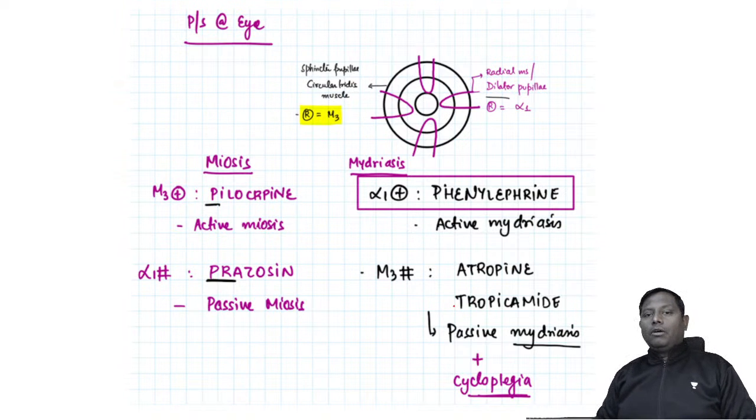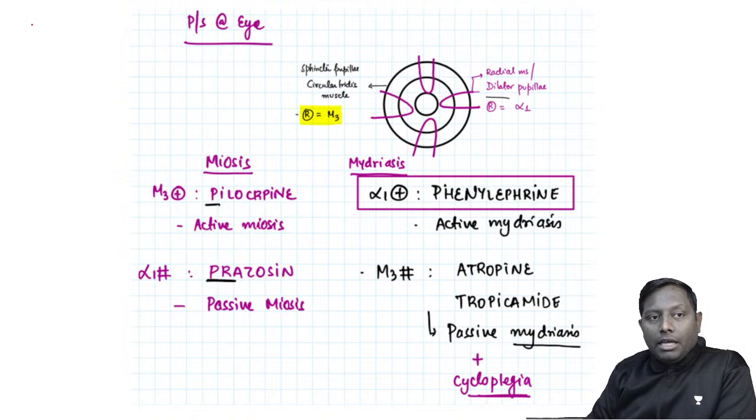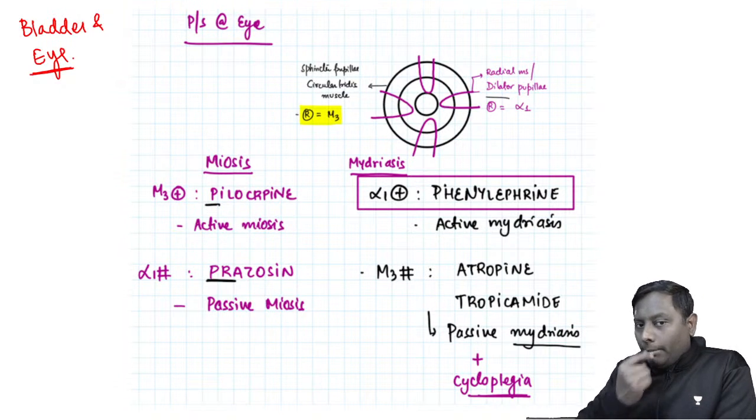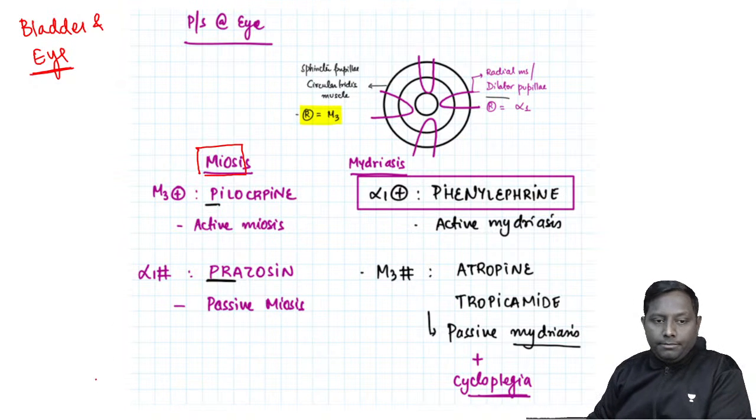Please do remember. Now another important topic that you should know: parasympathetic and sympathetic effect in the eye and bladder. These two areas, bladder and eye, are very important. So in the eye, remember there are two types of responses that are possible. Either there will be miosis or there is going to be mydriasis.